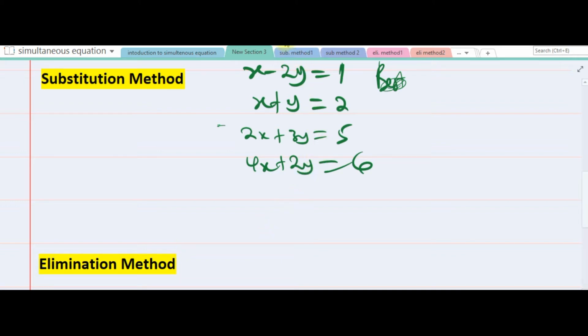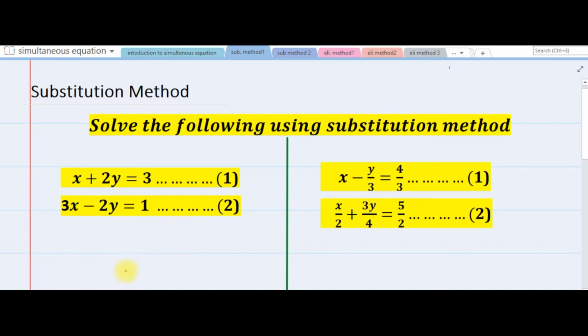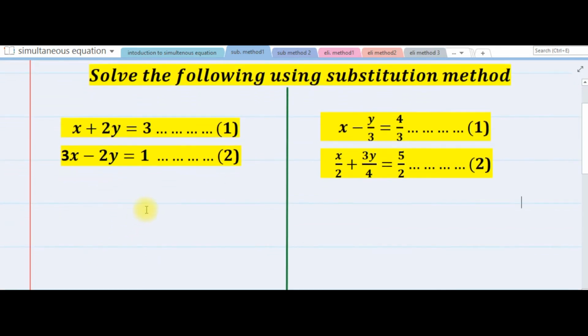So let's go over some questions here. We are asked to solve these two questions using the substitution method. Let's start with the first one. I told you if you are to solve using substitution, you check the coefficient of any of the variables that is plus or minus 1. You then make that variable the subject of the formula and substitute into the other equation. Looking at these two, the coefficient of x here is 1, so I'm making x the subject of the formula.